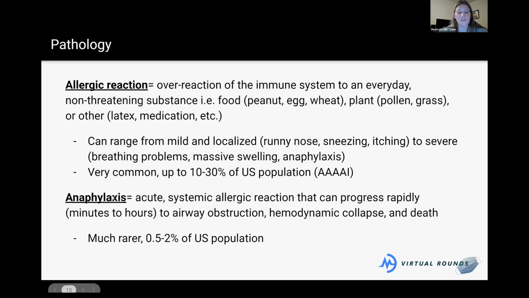But anaphylaxis is a lot more rare. This is an acute systemic allergic reaction that can progress rapidly, in minutes to hours, to airway obstruction, hemodynamic collapse, and death. Again, this moves very quickly. We want to treat it as soon as it's recognized and have the person seek care in the emergency room so we can give them things like additional epinephrine.